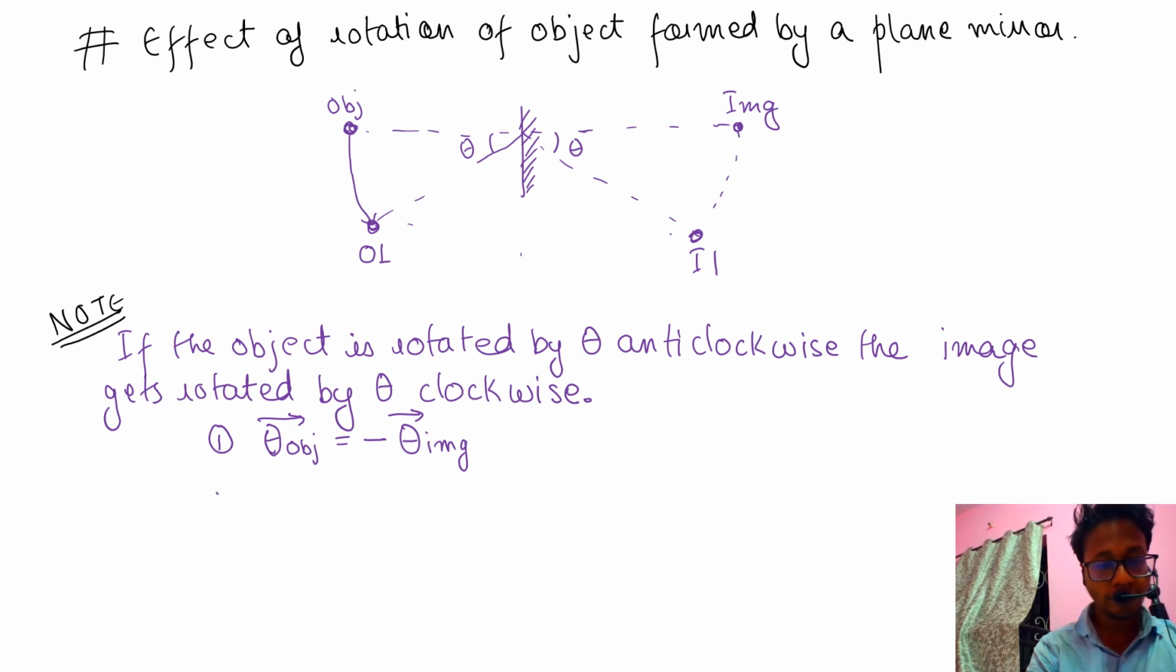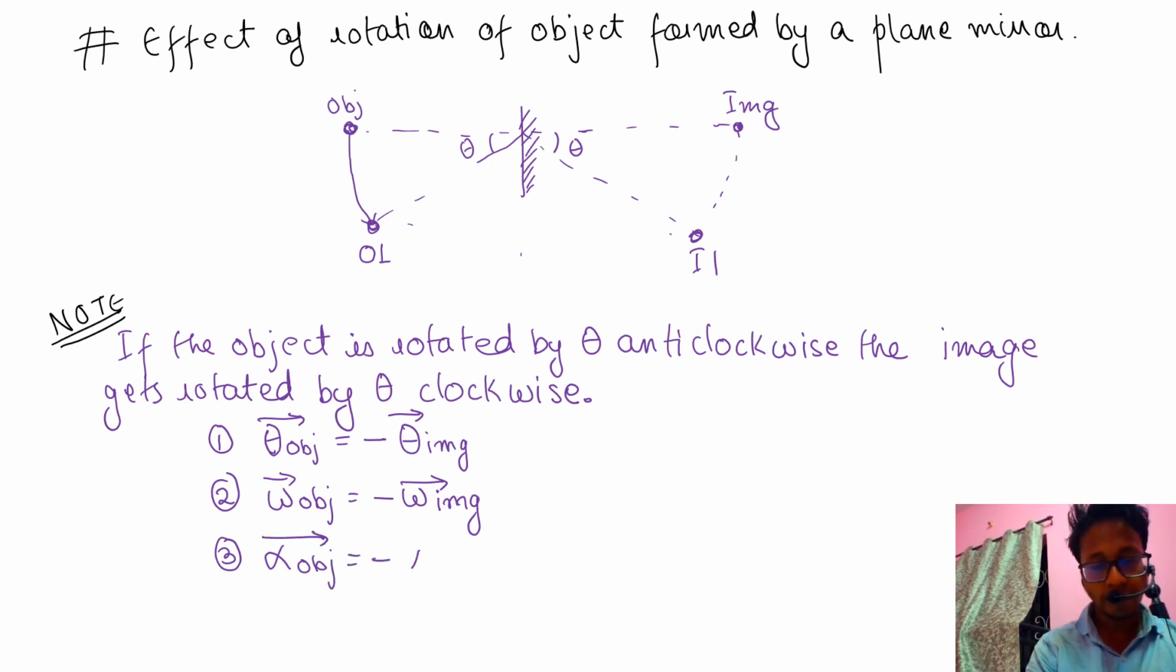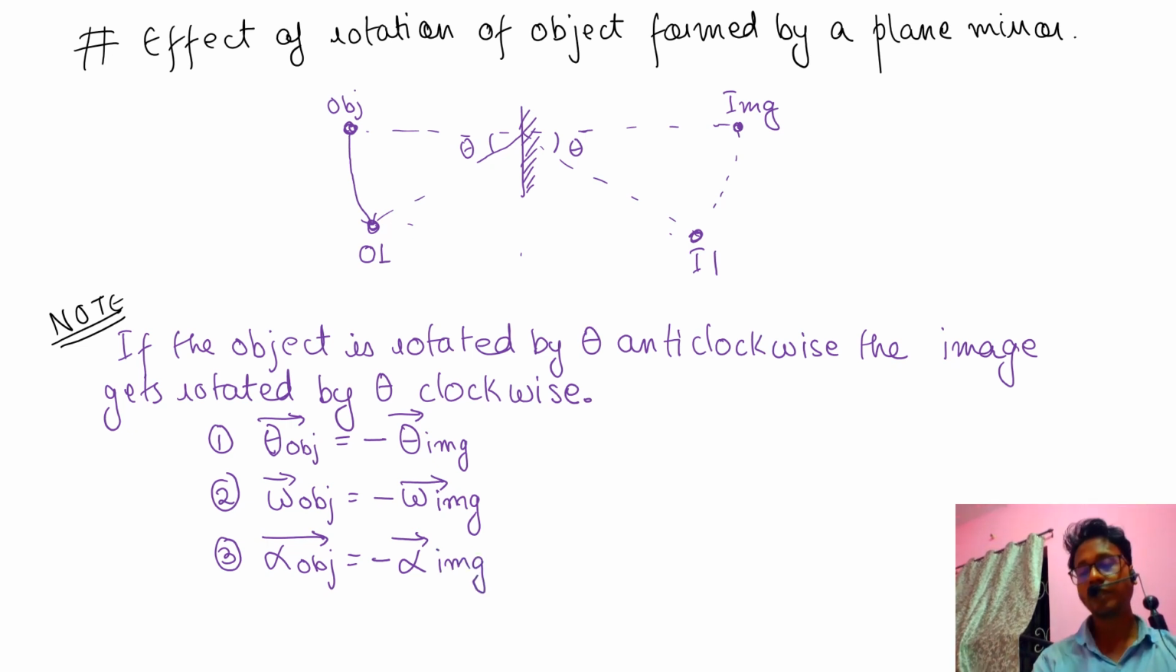Similarly, instead of displacing the object, suppose this object was moving with angular velocity. By this relation, we can say the angular velocity of the object would be minus the angular velocity of the image. And similarly, the acceleration of the object would be negative of the acceleration of the image.